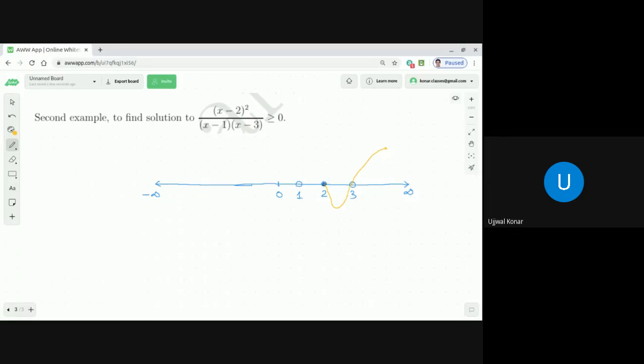What is the next point? It is 1, correct? So I will come to this one, 1. See, I jump, I didn't cross. The power of x minus 2 is 2, which is even, so that's why I didn't cross. I jumped that number, actually staying on the same side. I jump to the next point, x minus 1. What is the power of x minus 1? The power of x minus 1 is 1, which is odd, so I'll cross the number line.